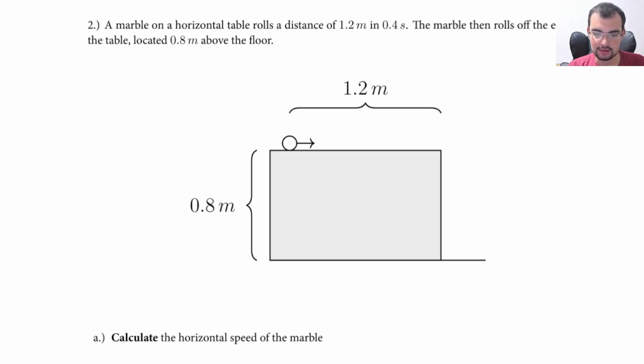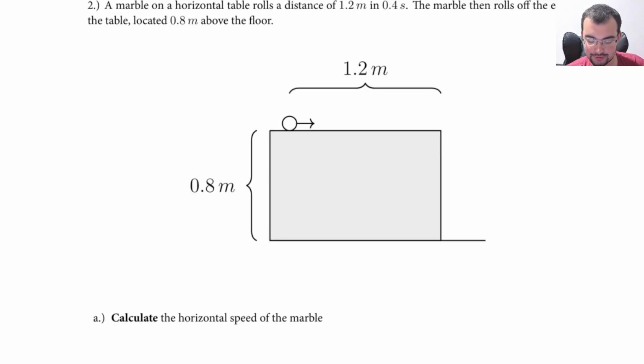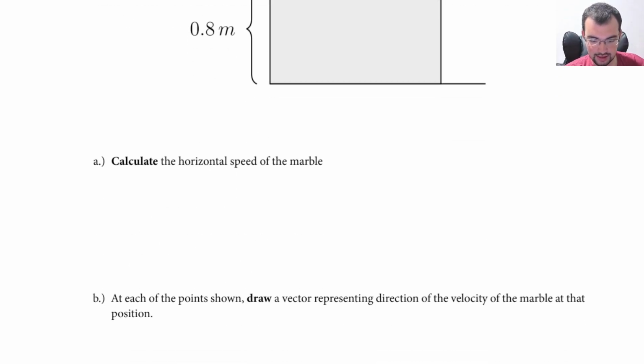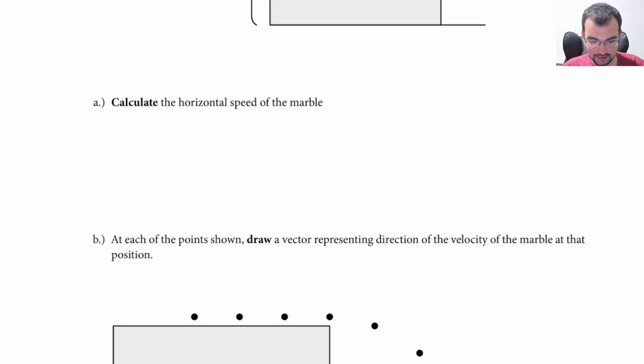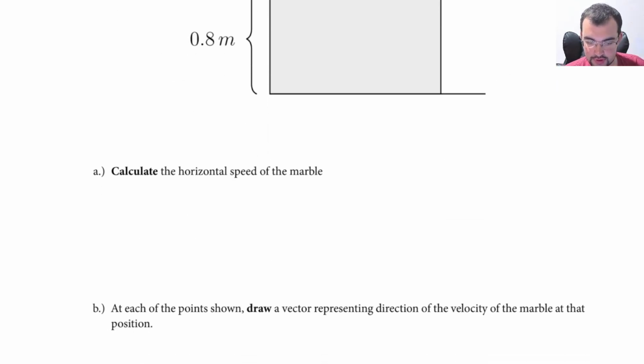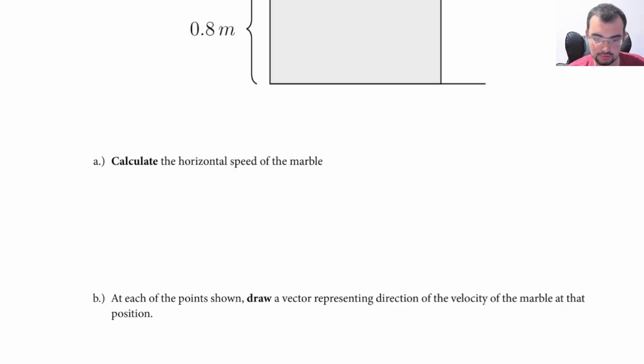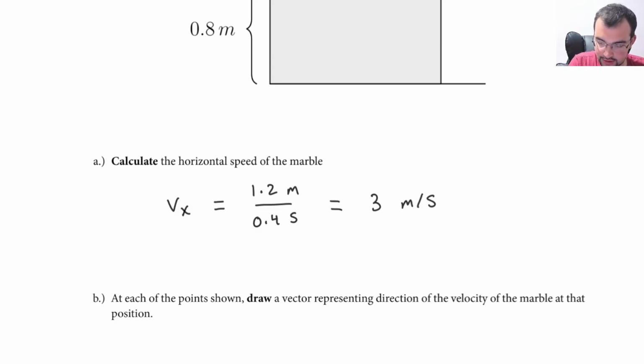So this is kind of the case here. A marble on a horizontal table rolls 1.2 meters in 0.4 seconds. The marble then rolls off the edge of the table, located 0.8 meters above the floor. First, calculate the horizontal speed of the marble. Well, it's constant. So, horizontal speed of the marble, it rolls 1.2 meters in 0.4 seconds. So, Vx is just going to be 1.2 meters in 0.4 seconds. We have no reason to believe this is not constant, which would be 3 meters per second.